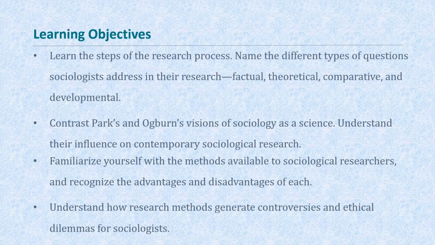The learning objectives from this chapter are to learn about the steps in the research process, to be able to identify different types of questions sociologists address in their research, to be able to contrast Park's and Ogburn's visions of sociology as a science and to understand their influence on contemporary sociological research, and to familiarize yourselves with the methods available to sociological researchers and understand how research methods generate controversies and ethical dilemmas for sociologists.